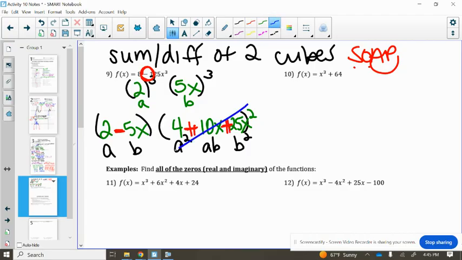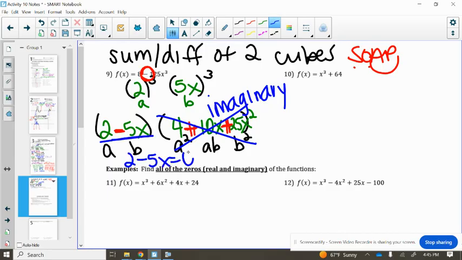Now what ends up happening is this piece is always going to result in imaginary solutions. This piece is always going to result for us in a real solution. In this case, if we add over the 5x and divide by 5, we get x to equal 2/5.